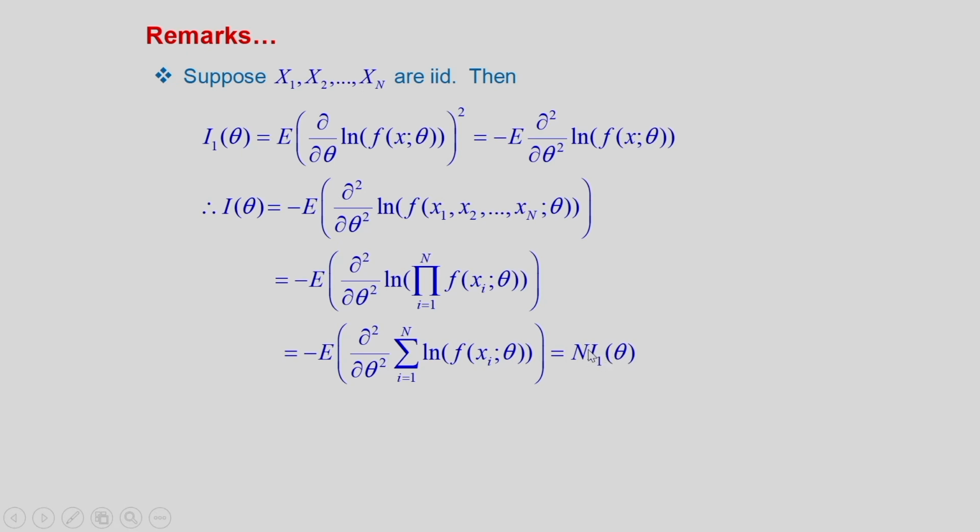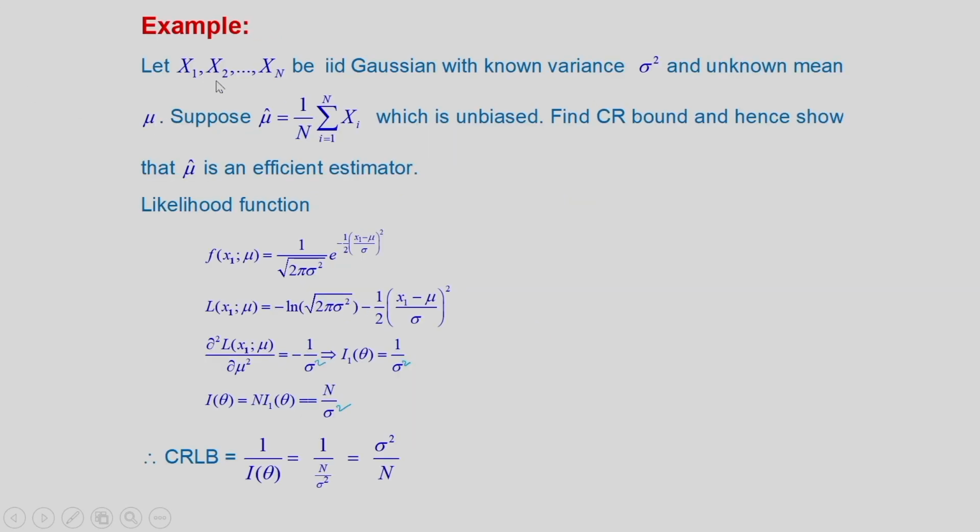So that is the result for the IID case. Otherwise, if the variables are only independent, then we have to add all the information. That is the additivity property of information. We will give one example.